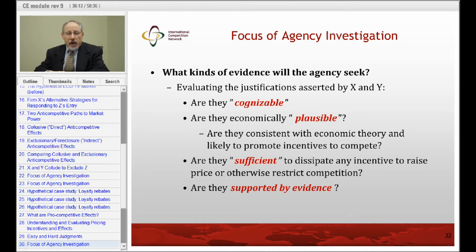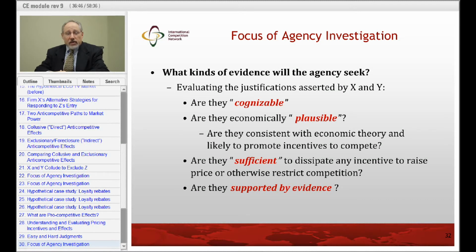They may look at whether or not the justifications offered are really plausible. Are they based on sound economic theory? But also, are they based on evidence? Are they supported by evidence? And will they be of sufficient nature that they might actually dissipate the complete incentive to raise price? For example, it could be that there are some justifications, some reasons to think that the conduct will reduce costs, but that those reductions will not be sufficient to really counteract the incentive to raise price.